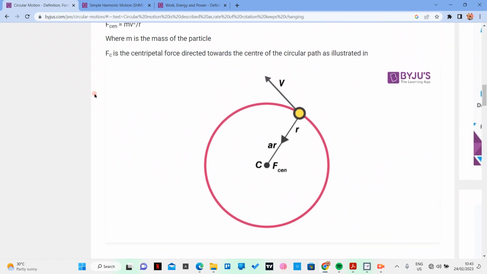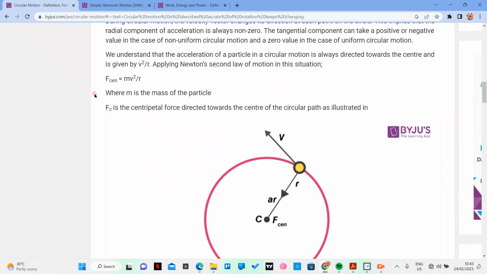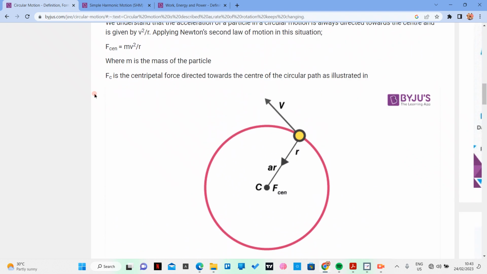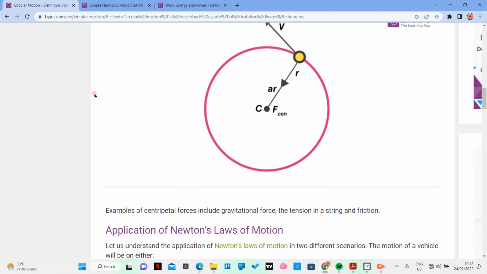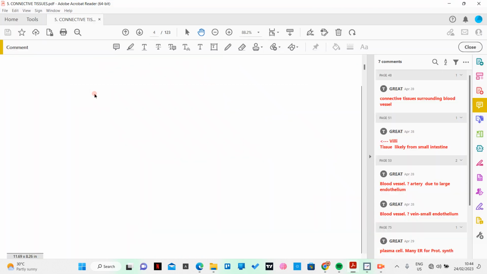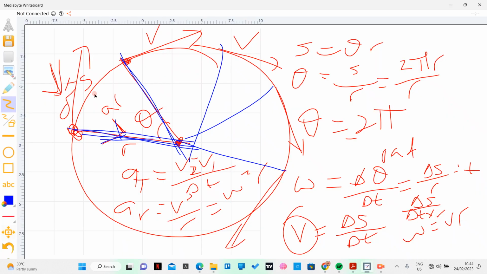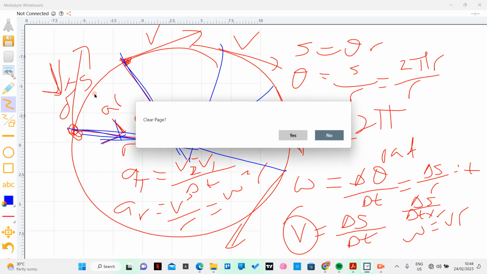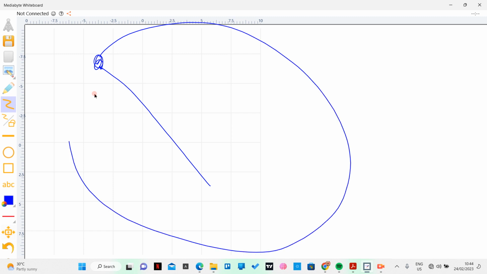So that's basically what we just talked about here. That's the diagram to illustrate it. Now, an example of a body that has centripetal force is the gravitational force, and then the tension in the string, when you attach a bulb to a string and then you start wheeling it around in a circular path. That's an example, because there will be a force pulling it towards the center.